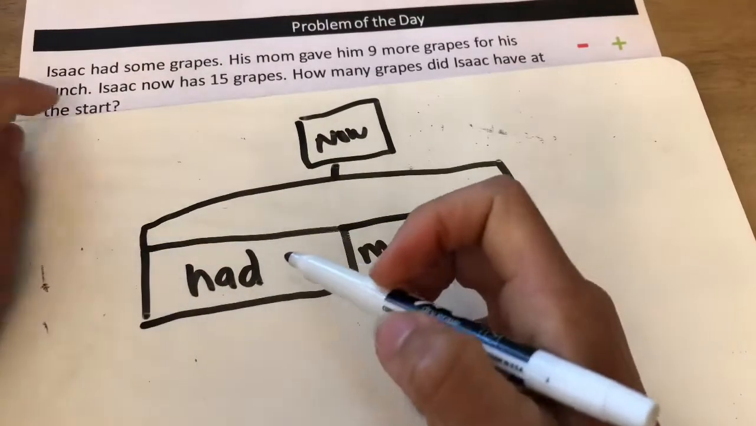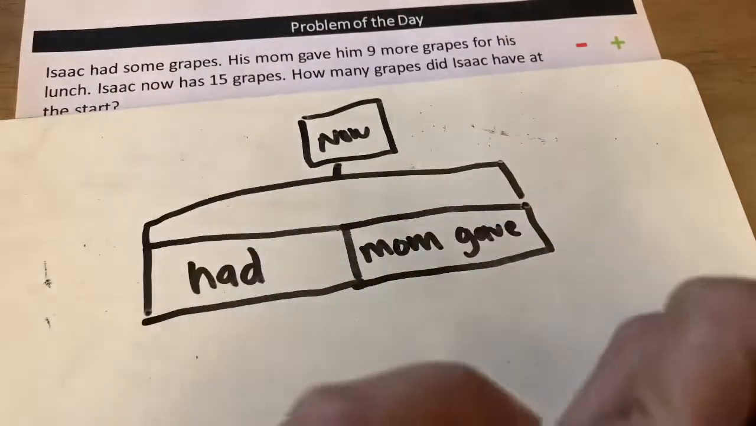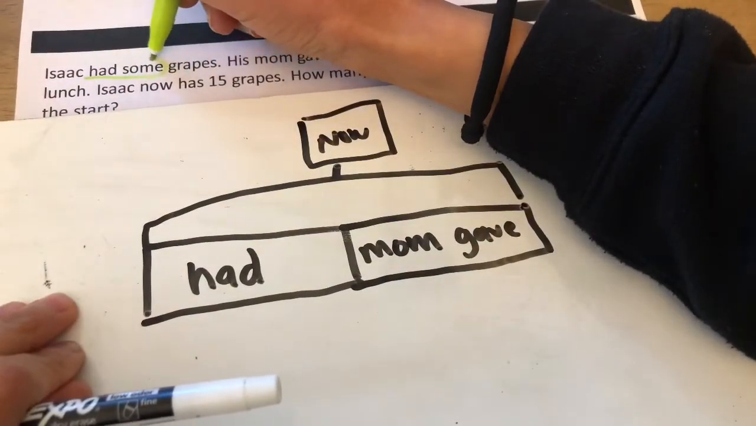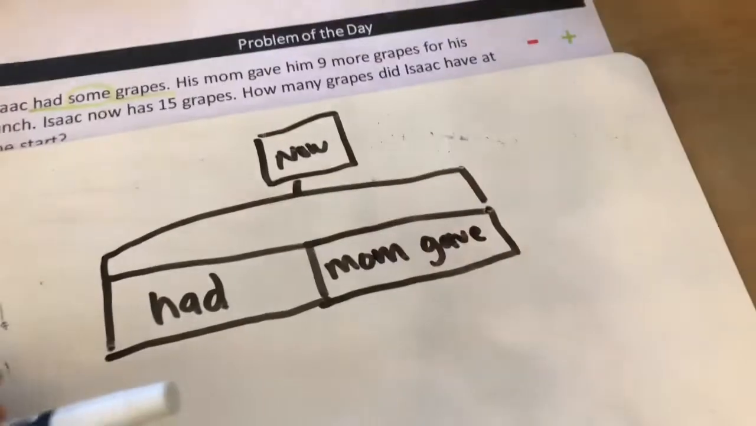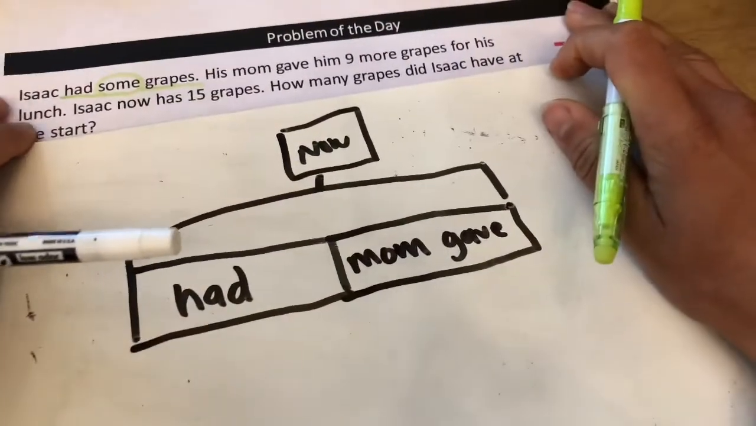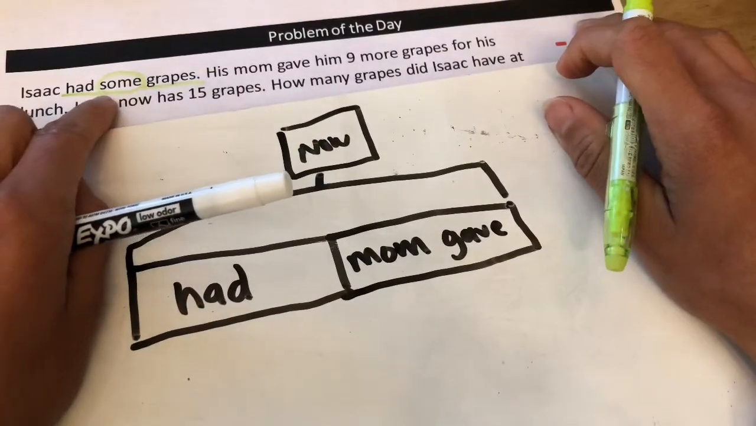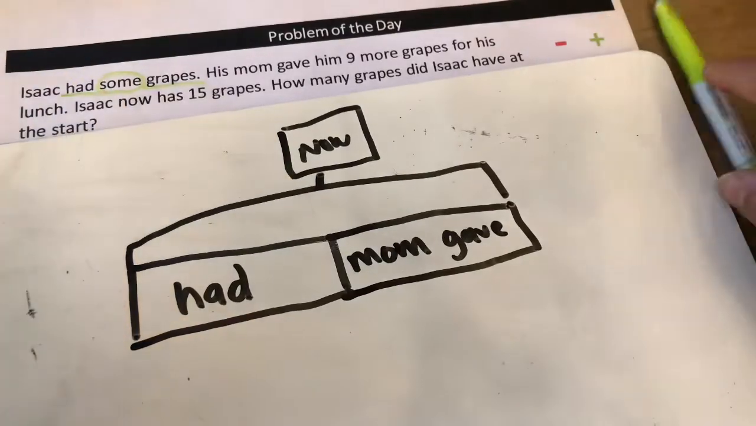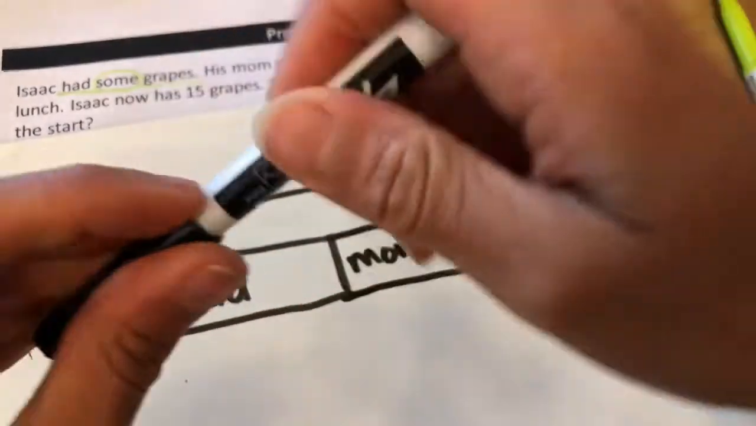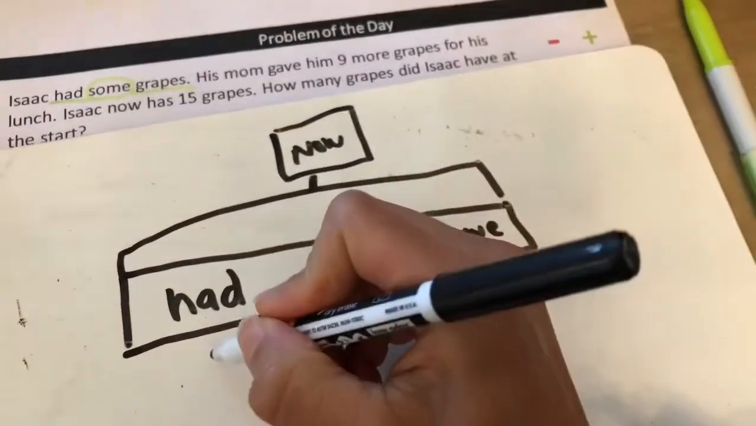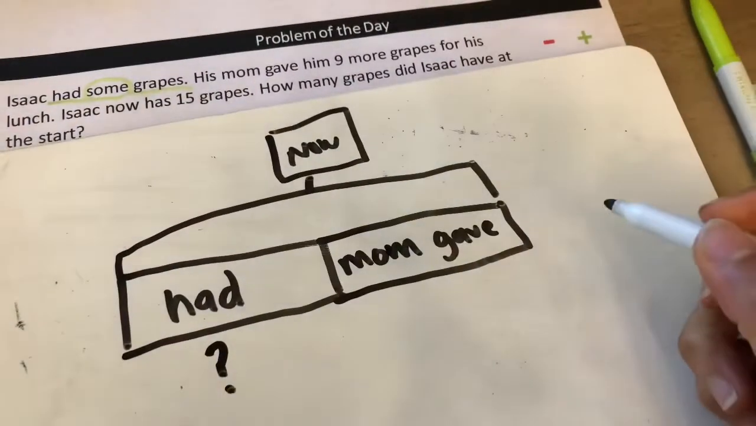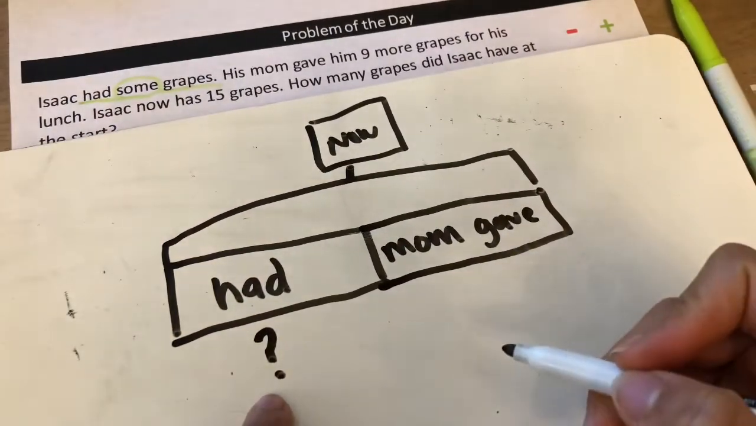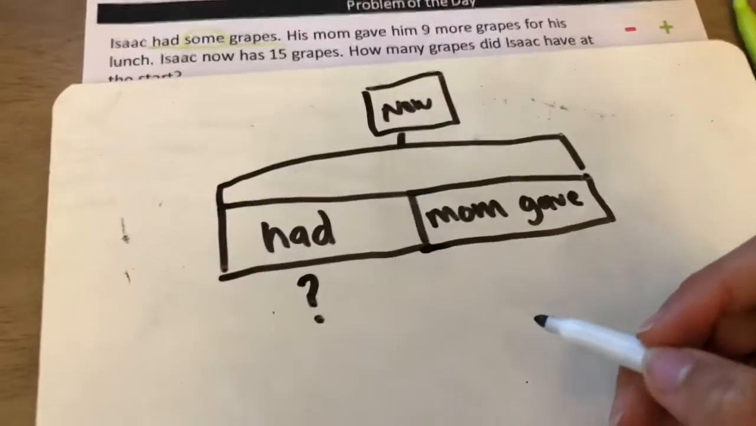So let's go on in and let's input what we know. Do we know how many grapes he had? Well, it says he had some grapes, right? Is some a value? Is that a number value? Do we know what number is represented by some? We do not. That is not an actual number value. So we do not know how many he had, but we know that he had some. And some is an unknown value. This is why we represent it with the question mark.